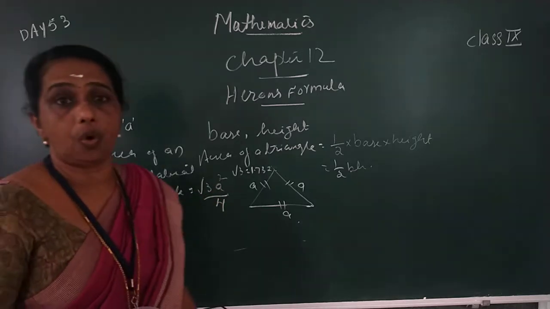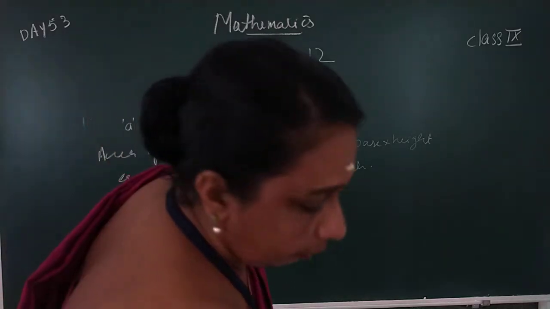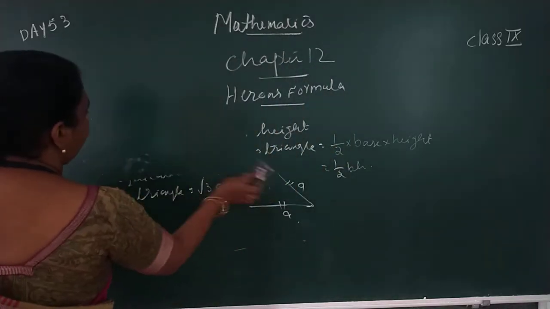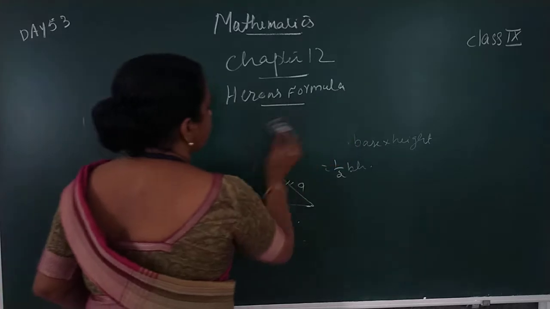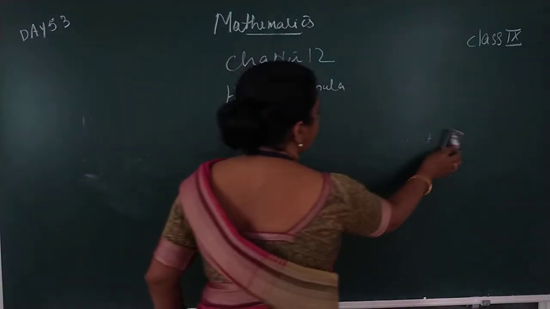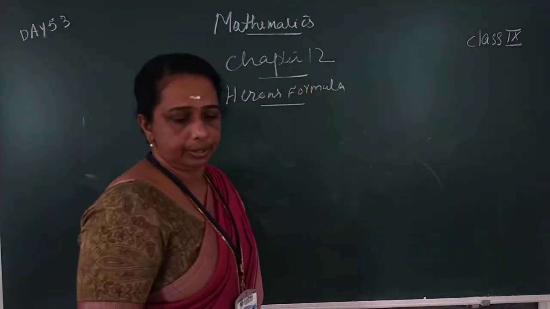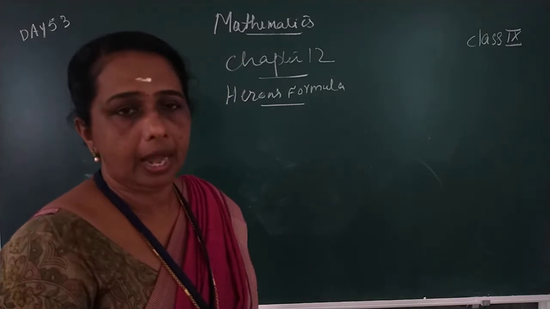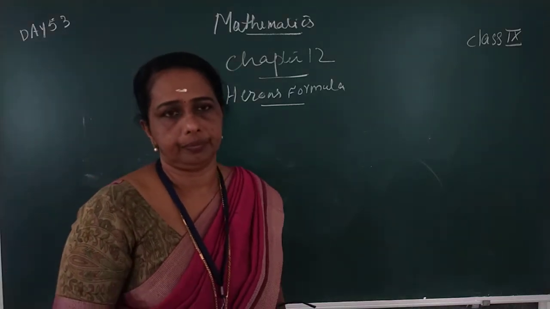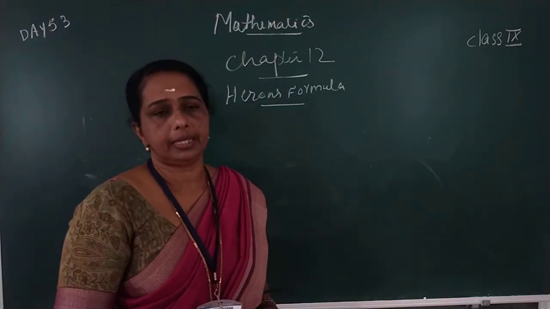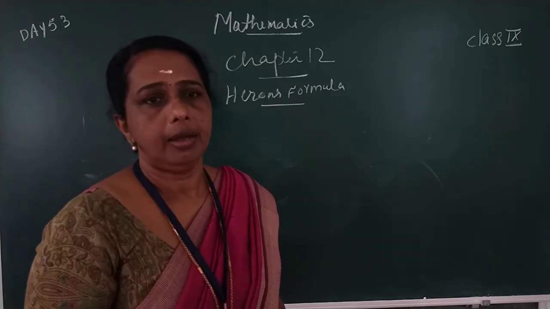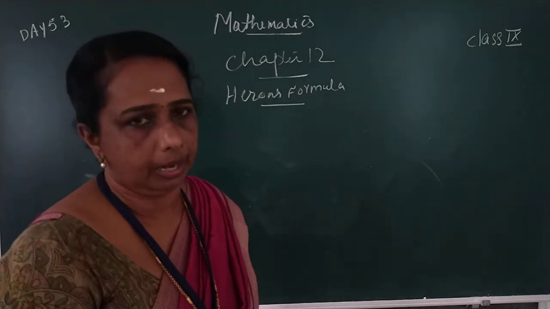These two formulas you already studied. Here we have to study another formula, that is Heron's formula. Using Heron's formula, we have to find out the area of a triangle. There is a famous mathematician Heron who found out the formula. Therefore, this is called Heron's formula.